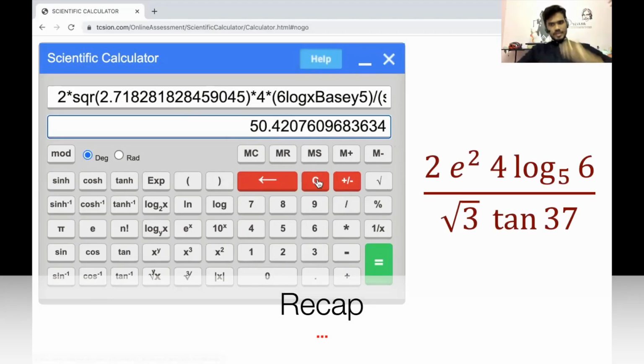So notice, the moment you get used to doing this kind of expression, this is where you start getting a hang of the GATE calculator. Oh, I don't have to write down what is e square on the paper. I don't have to write down what is log 6 to the base 5 on the paper. I don't have to write the numerator and denominator separately and all that. Then finally do things. That is when you realize this is in ways better than your normal calculator.